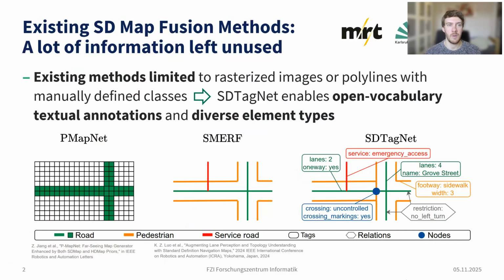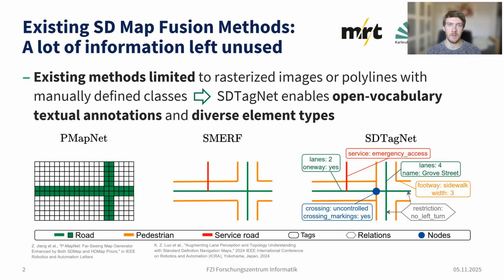In online HD map construction, it is natural and already done to use navigation maps or SD maps such as OpenStreetMap to enhance the detection accuracy. But existing methods that do this are quite limited in the information that they use that we have available in SD maps. For example, if we look at the rightmost image at the bottom, we can see we have varied element types such as nodes, polylines, and relational information.